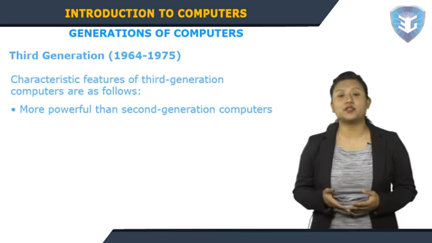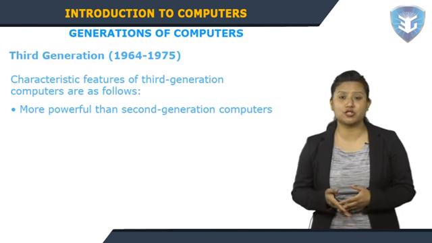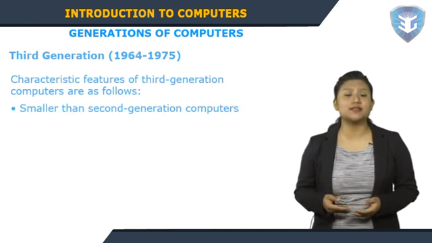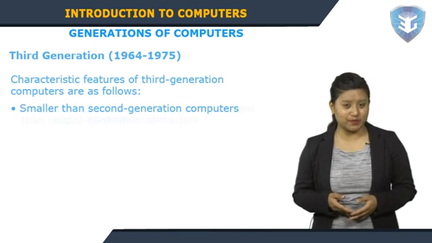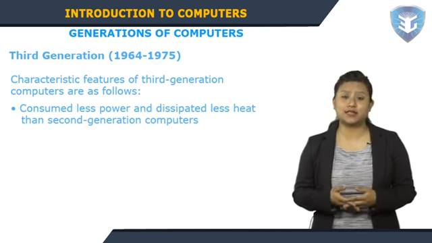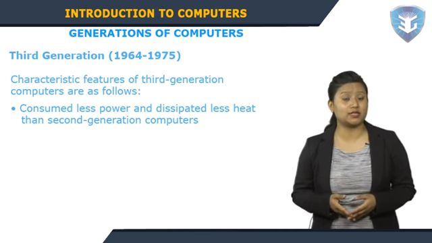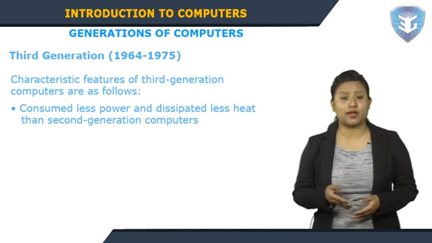They were more powerful than second-generation computers. They were capable of performing about 1 million instructions per second. They were smaller than second-generation computers, requiring smaller space. They consumed less power and dissipated less heat than second-generation computers. The rooms or the areas in which third-generation computers were located were still required to be properly air-conditioned.